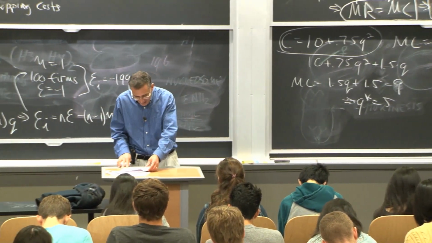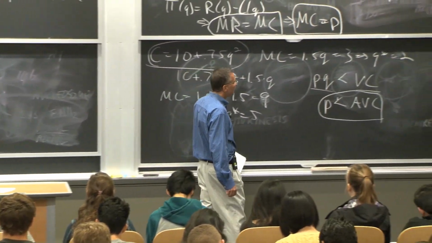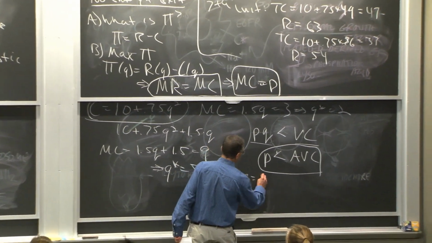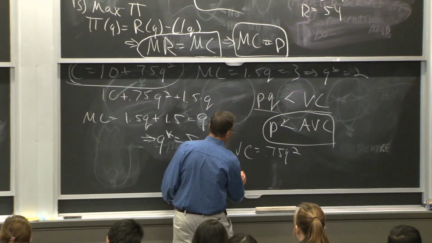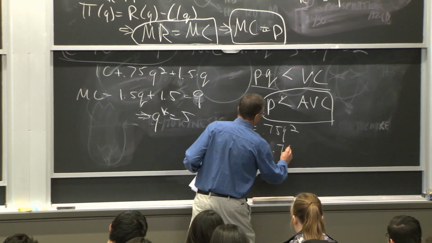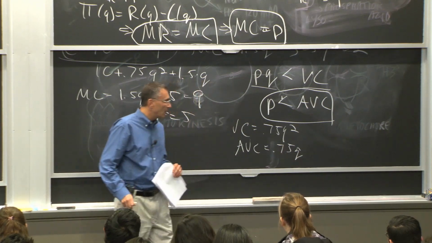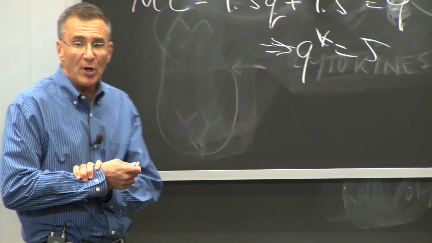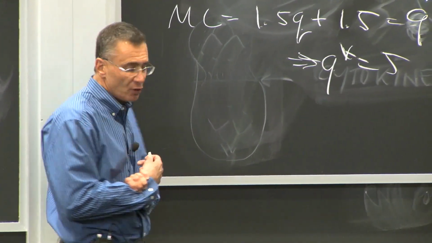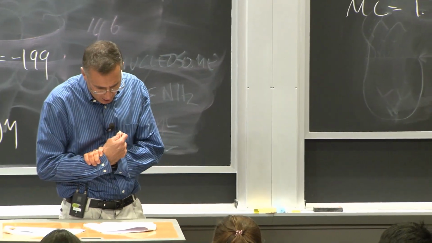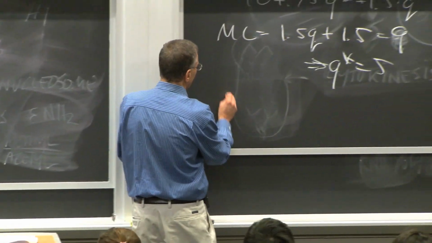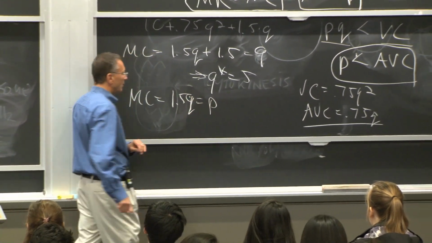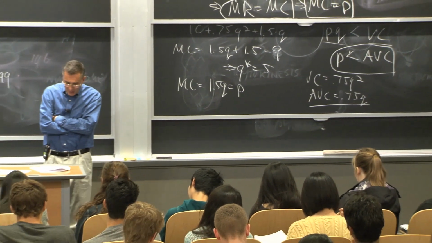Okay? Now in fact, let's look at this cost function. What's average variable costs? Well, average variable costs are 0.75 Q squared over Q, so average variable costs are 0.75 Q. Now let's think about the firm's production decision. The firm produces where marginal cost, which equals 1.5 Q, equals price.